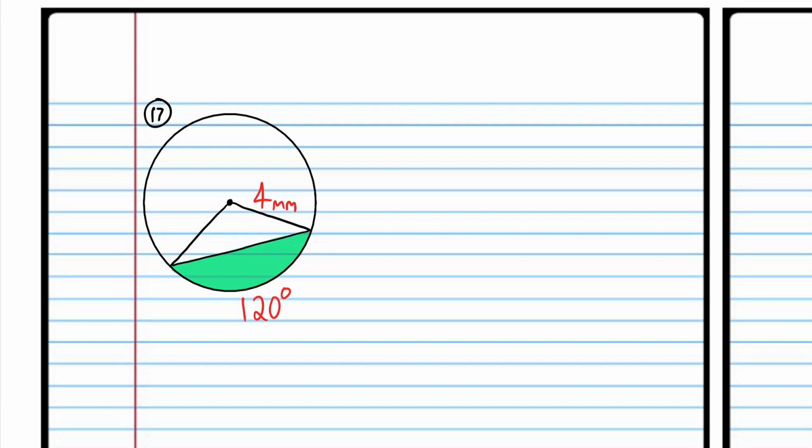Now there's a couple ways we could do this. One way is we could drop an altitude down here and deal with things that way, but that's going to be a little confusing. So we're just going to stick with splitting the central angle in half. But before we do all that, let's find the area of the sector.